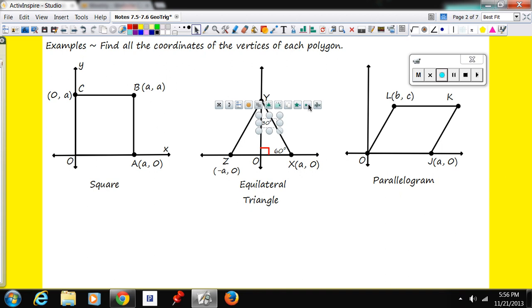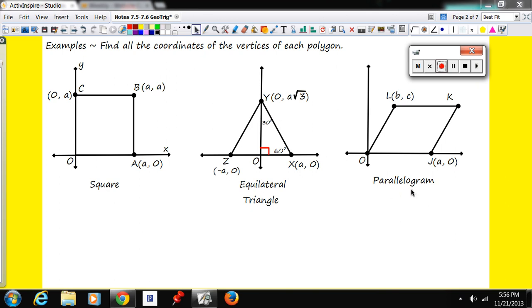Let's make this a little smaller. That's better. And the short leg is a. So if the short leg is a, the long leg has to be a times radical 3. So you're going to go over 0 and you're going to go up a radical 3. So that would be this point right up here for point Y.